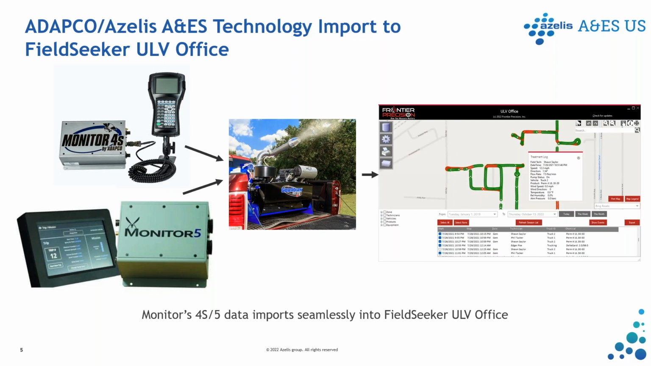Okay, so first and foremost, there's no need to panic. Your existing monitors are still going to work. So if you have a Monitor 4S or a Monitor 5, those are still going to work in your trucks, and the data from those is still going to be able to be imported into the Field Seeker ULV Office software. So instead of using GeoTracker Pro, you would simply open up your ULV Office and import it from the SD card like you've always done. So it should be a very seamless transition, no lapse in being able to get your data or anything like that.